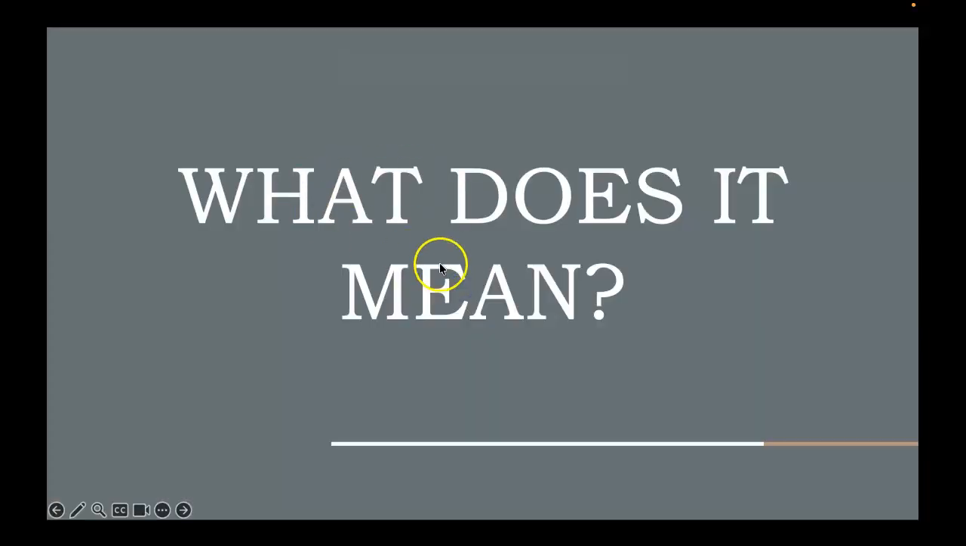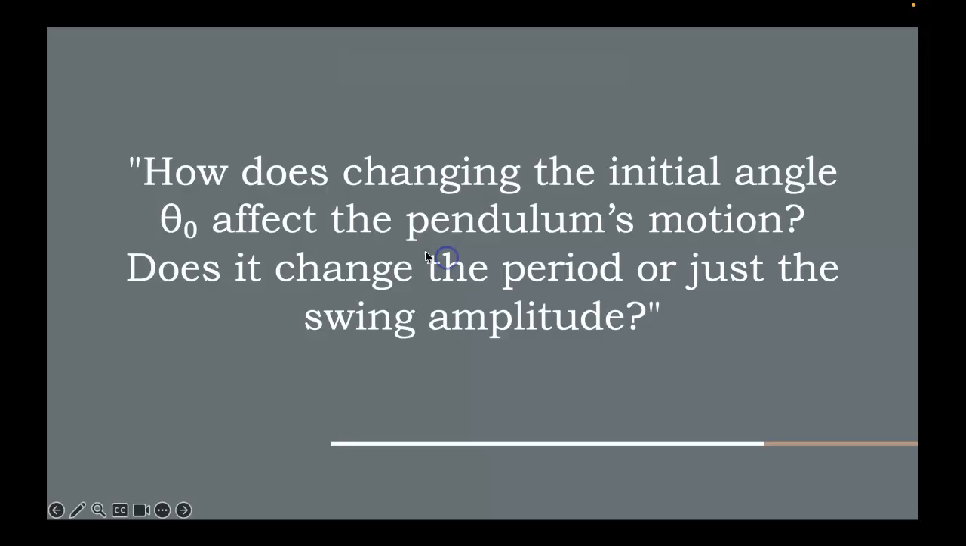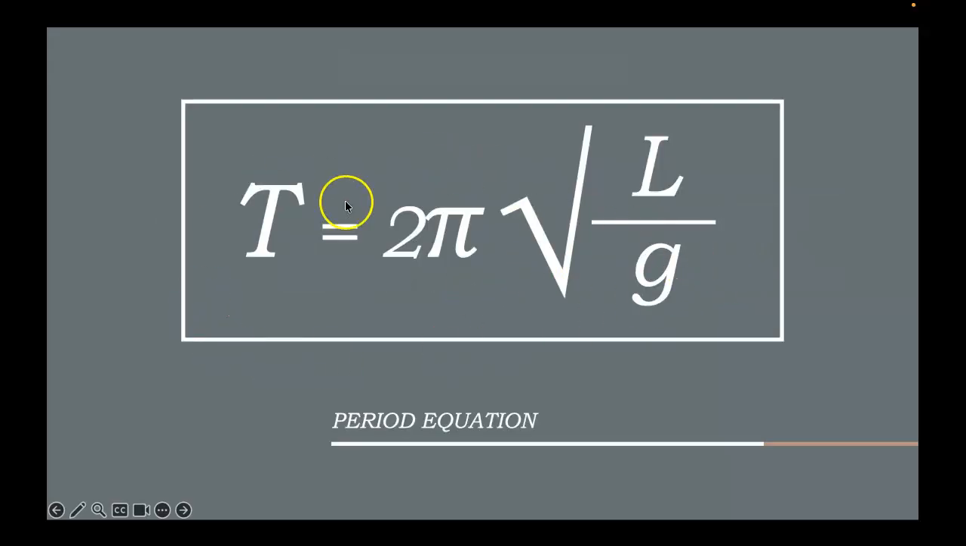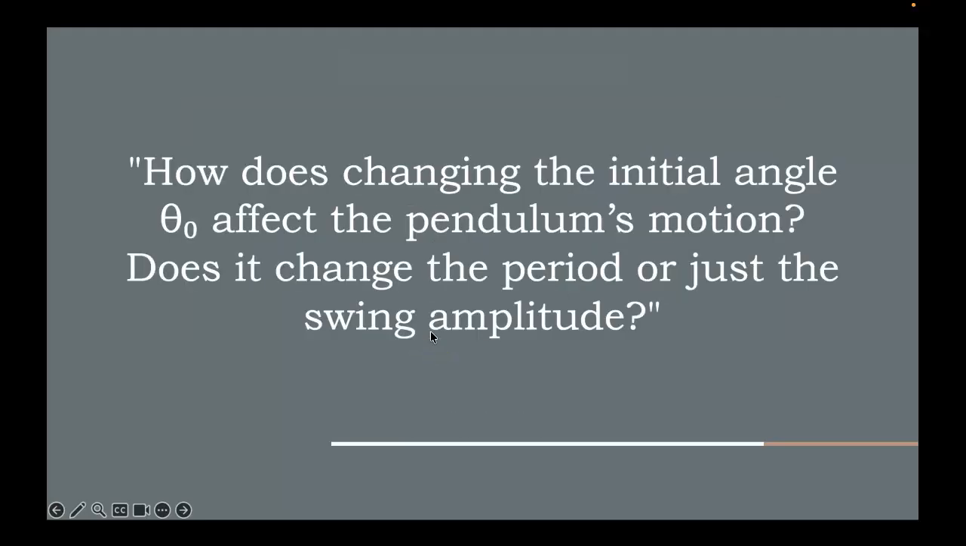And for our what does it mean question, we want to see how changing the initial angle affects the pendulum's motion. Does it change the period or adjust the swing amplitude? This equation is for small angle approximations, so if we change it by a little bit, it will not change anything. However, if we change the initial angle by a very large amount, then it would increase the period slightly.